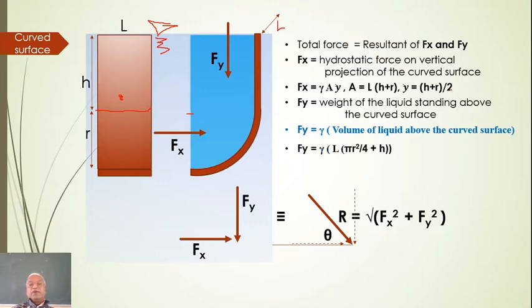Fy will be equal to gamma into L into pi r squared by 4 plus h. Something is wrong. How do you calculate the volume? Volume will be nothing but this area plus this area multiplied by L.